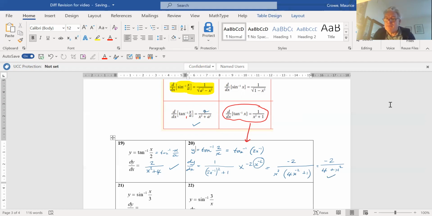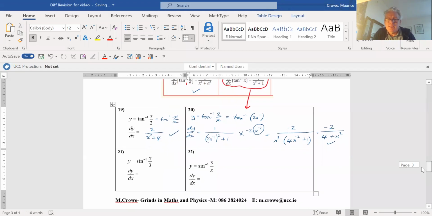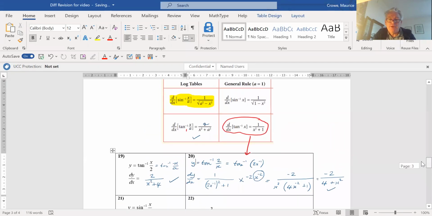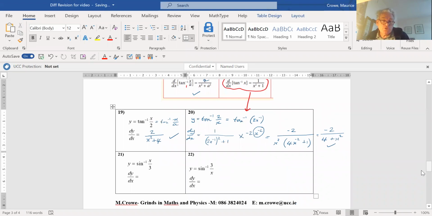I probably need a bit more space there now for that one. Likewise with this one here now, this thing is ready to go because you have it in the format you need. And you see it up there, highlighted in yellow. If it's x over a, it's 1 over square root a squared minus x squared. So it's 1 over square root a squared minus x squared. Okay.